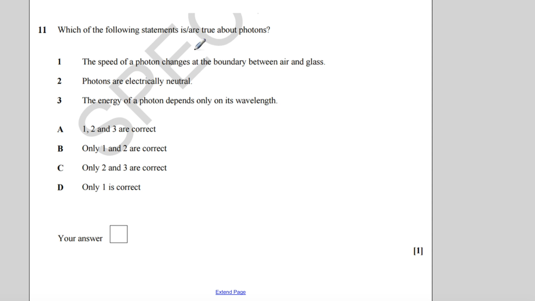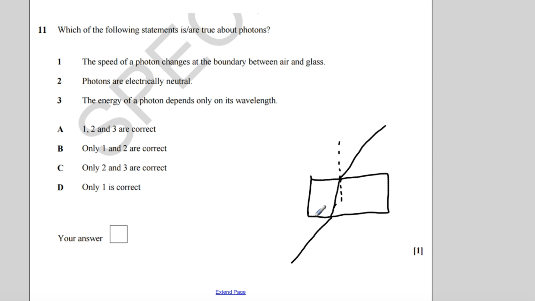Question 11 is about the nature of photons, and we're given 3 options, and we need to say which ones are true. So let's look at these different statements. The speed of a photon changes at the boundary between air and glass. You've probably done an experiment where, with this rectangular glass block, you might have seen a light ray coming in and then changing direction like that, and then changing direction again.